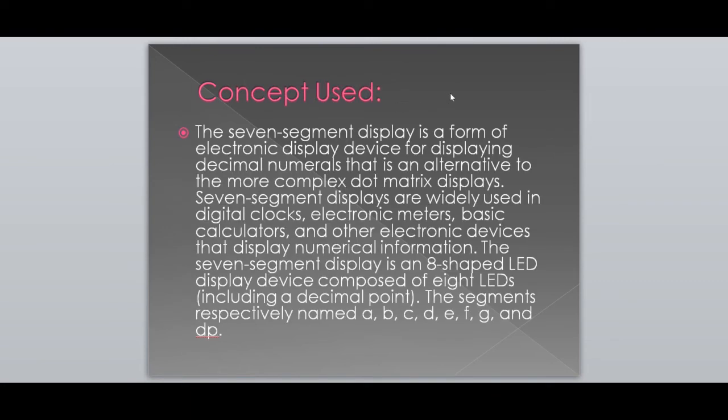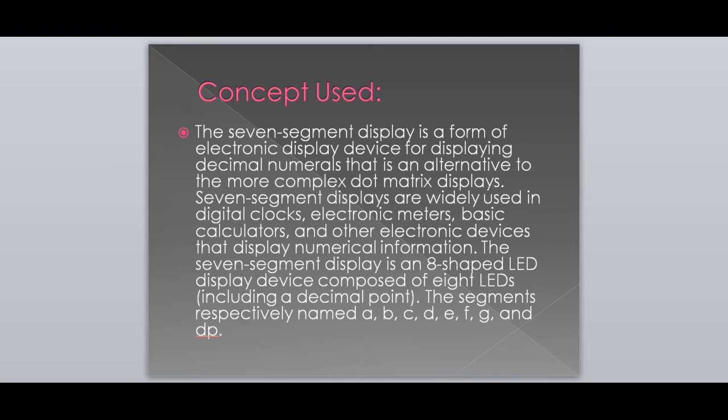The 7 segment display is a form of electronic display device for displaying the decimal numerals that is an alternative to the more complex dot matrix displays. You can see that it's used in many places such as digital clocks, electronic meters, basic calculators.